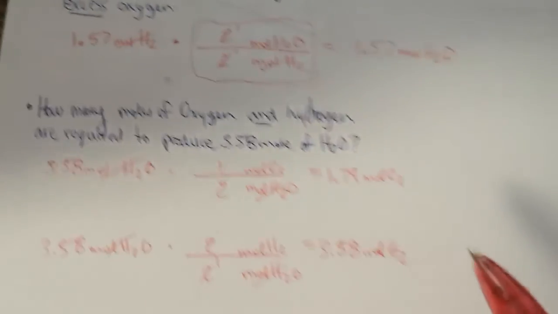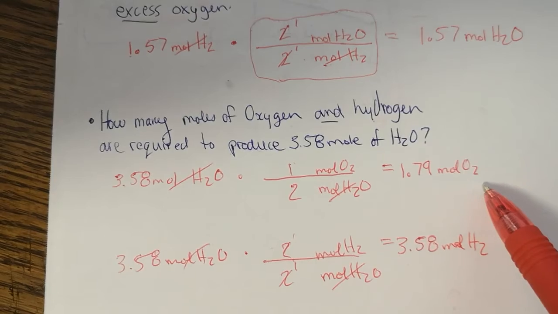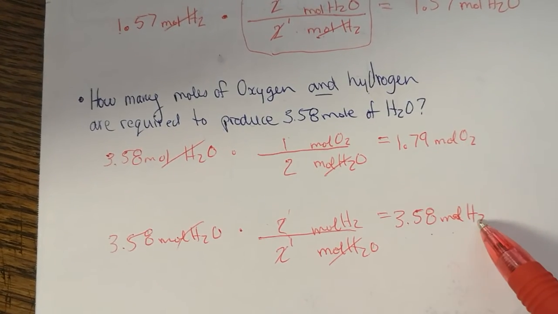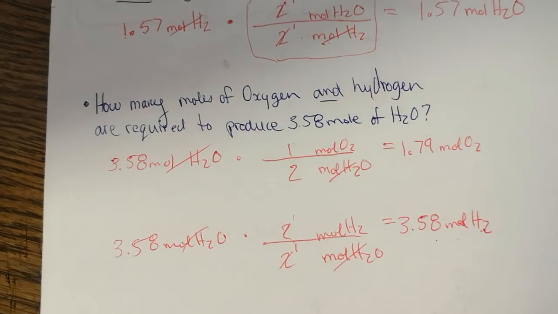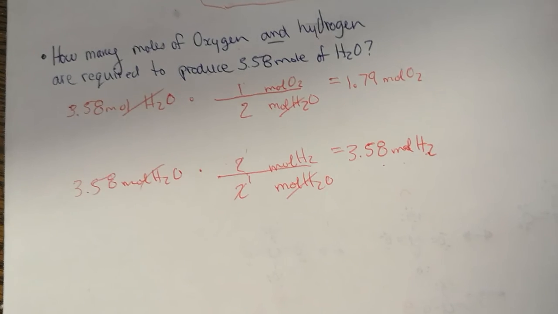Therefore, in order for us to produce 3.58 moles of water, we're going to need to combine 1.79 moles of oxygen with 3.58 moles of hydrogen. That's how much oxygen and hydrogen would be consumed to create exactly 3.58 moles of water. And that is the stoichiometry mole ratio step.